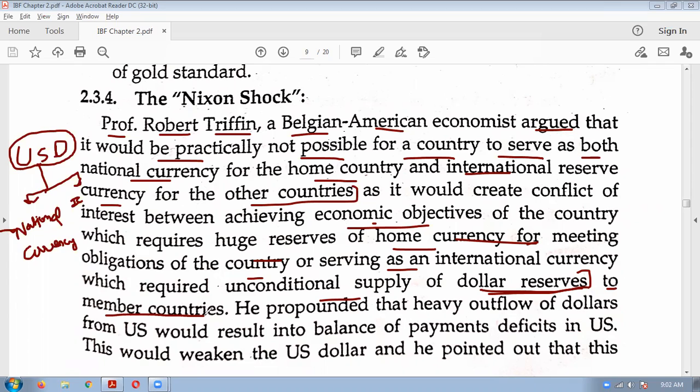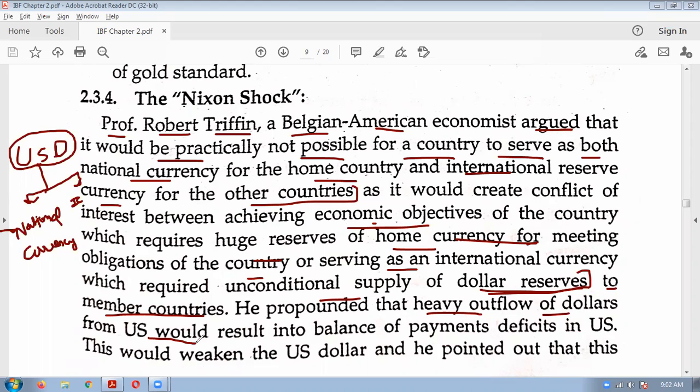Now what happened? He said that this will lead to heavy outflow of dollars from USA, because countries will start demanding dollars from USA, because dollar is an international reserve. Every country will require dollars. So what happened? If the demand starts coming from all countries for the dollars, US has to honor its commitment. No, it has promised in the agreement that we will buy unlimited and sell unlimited quantity of gold from the member countries. Now what happened?